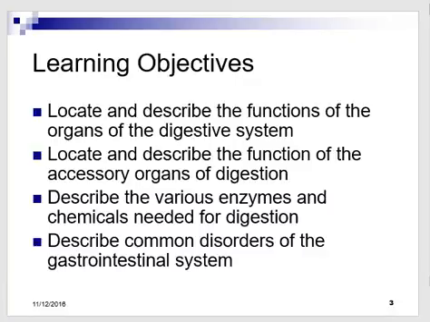The learning objectives for this chapter are to locate and describe the functions of the organs in the digestive system, locate and describe the function of the accessory organs of the digestive system, describe the various enzymes and chemicals needed for digestion, and describe common disorders of the GI system.